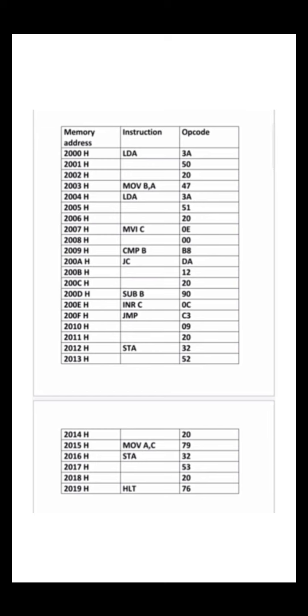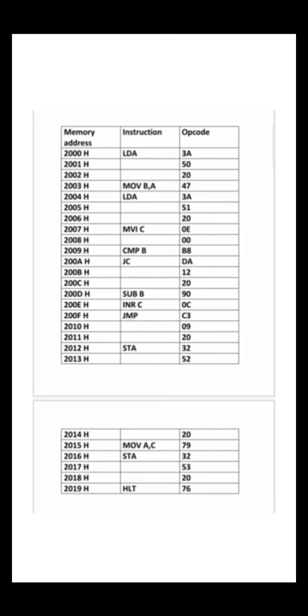The next instruction is MOV B, A. The content of the accumulator is copied into register B. The next instruction is LDA, load the accumulator by the content of 2051 memory location. It means that the content of 2051 memory location is loaded into the accumulator.